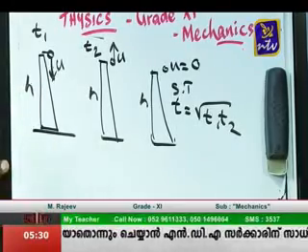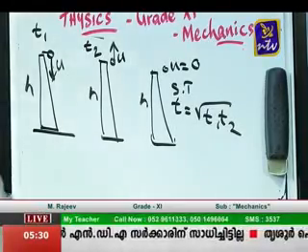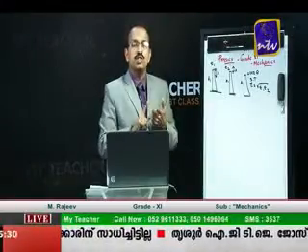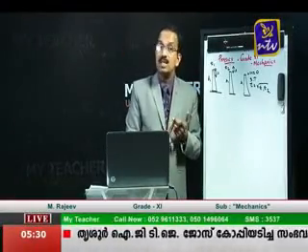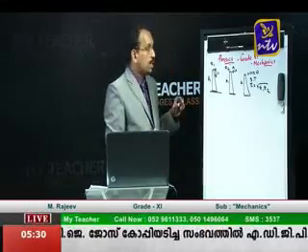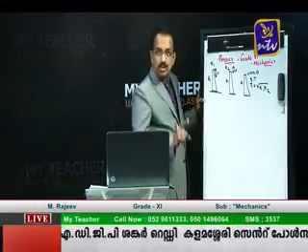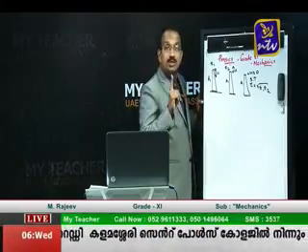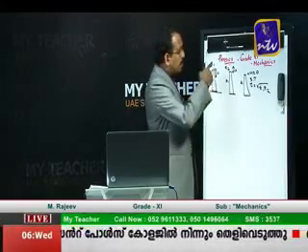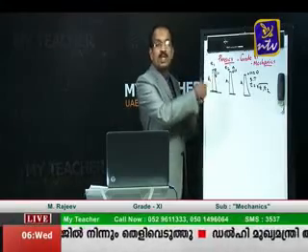Now let's see, we are going to use the equation. First of all, which equation should you think of? The equation that contains displacement, acceleration and time. That equation is s is equal to ut plus half a t squared. So I am going to use s is equal to ut plus half a t squared. Instead of s, it is displacement.